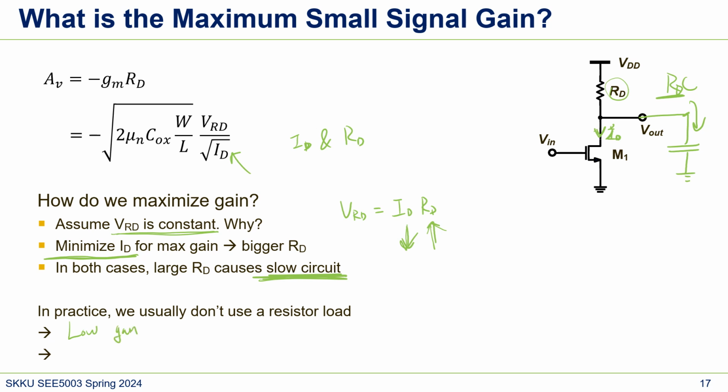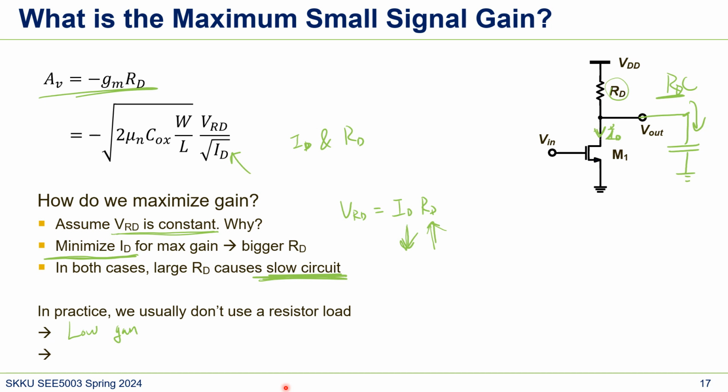Why? So what's our gain? Our gain is here. If we want a large gain, what do we do? We need to increase RD. But it's hard. A resistor is really big in a chip.